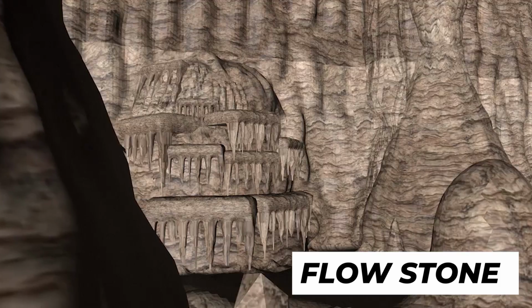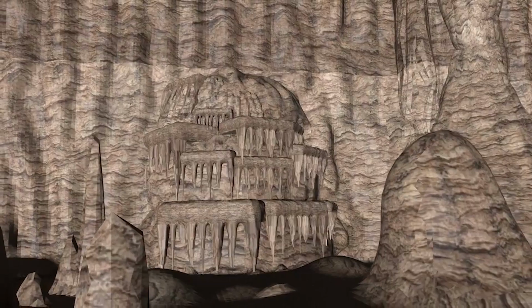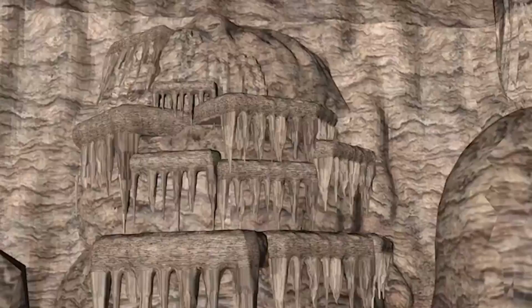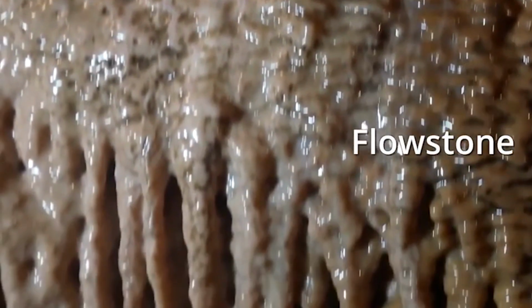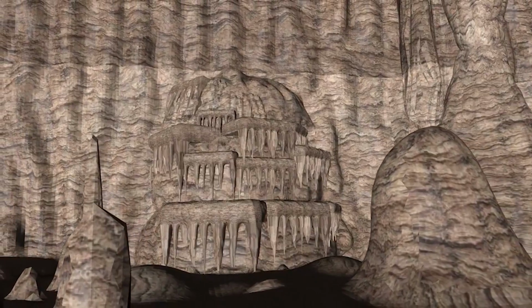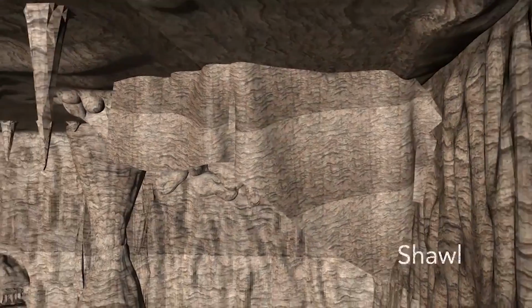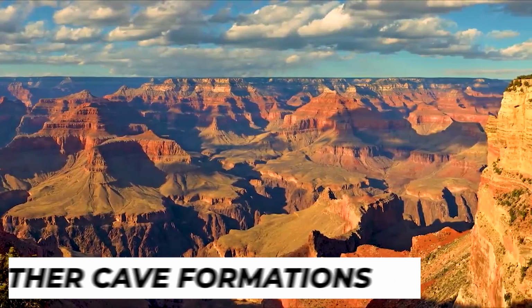Flowstone. Flowstone is another common cave formation that is created through the process of deposition. It is formed when water flows over a surface and leaves behind mineral deposits that harden over time. Flowstone formations can vary in shape and size, and can create a variety of interesting features such as curtains, shelves, and pools.